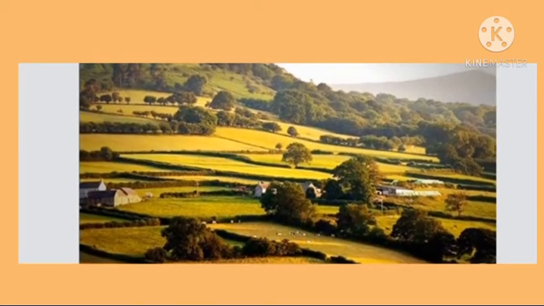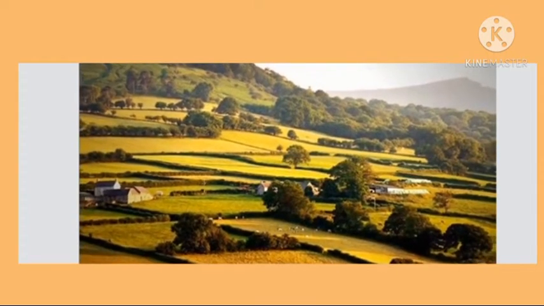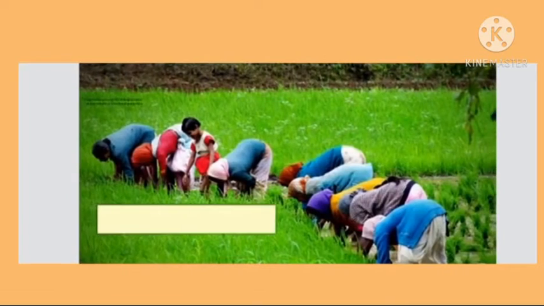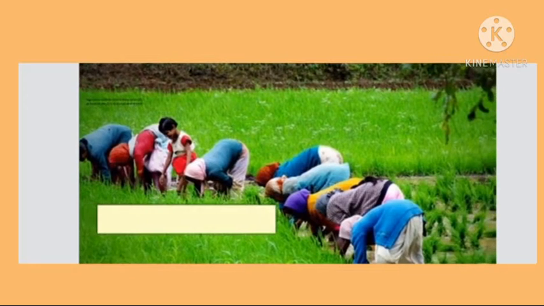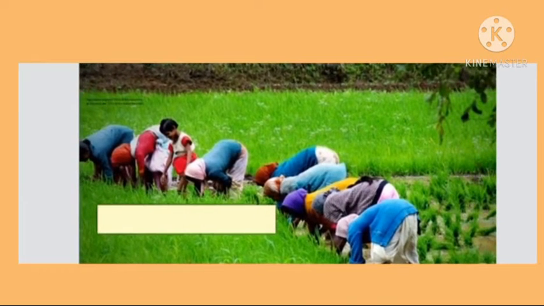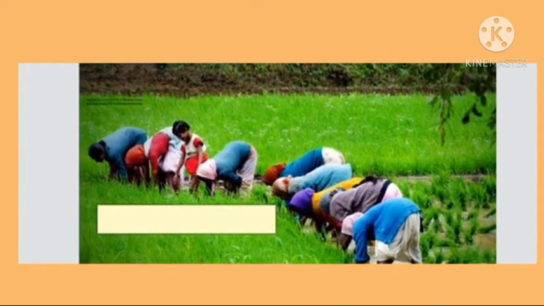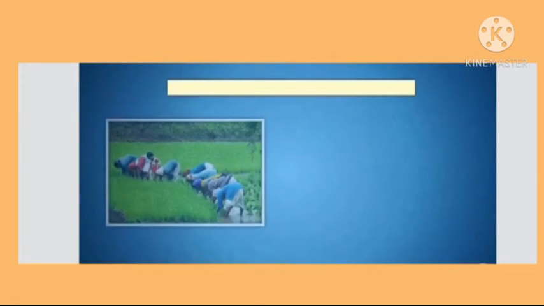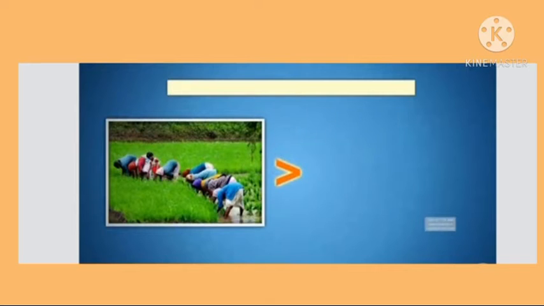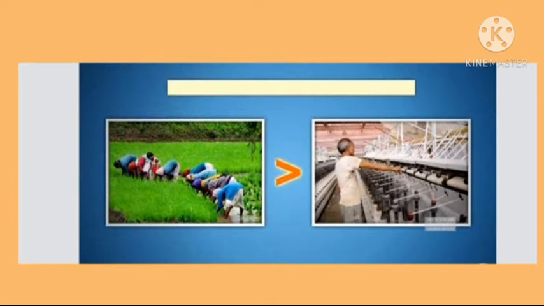Agriculture is the backbone of the Indian economy. It employs up to 58% of the population and contributes to 35% of the national income. The return on investment from agriculture is much higher than from other industries.